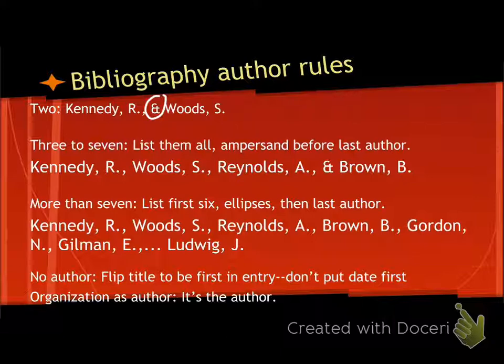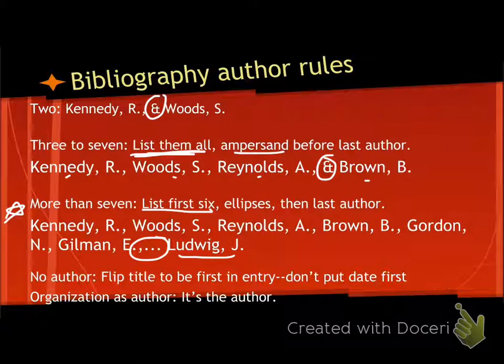If you have 3 to 7, and yes, articles like that do exist, you list them all with an ampersand before the last author. You got 1, 2, 3, and then ampersand, and then your fourth author. If you have more than 7 authors, you will list the first 6, then you will use ellipses, and then you will list the very last. If you had 25 authors for an article, you would list the first 6, you would put ellipses, and then you would list number 25, and nobody else in between gets any credit.